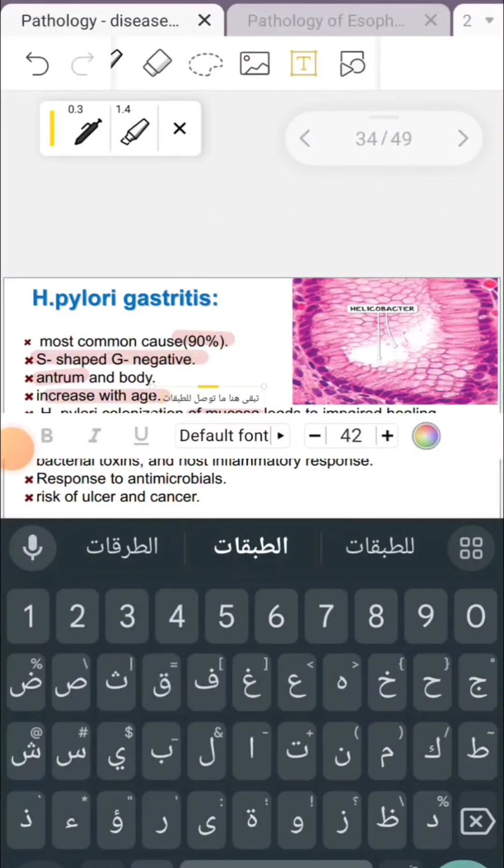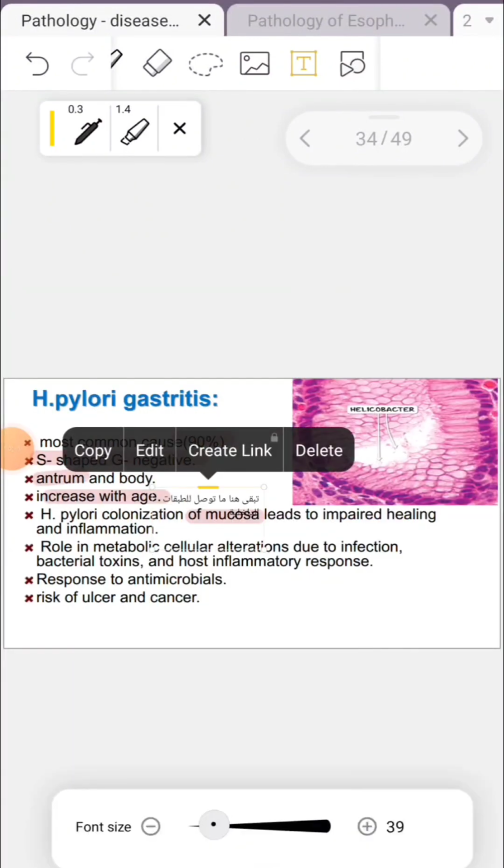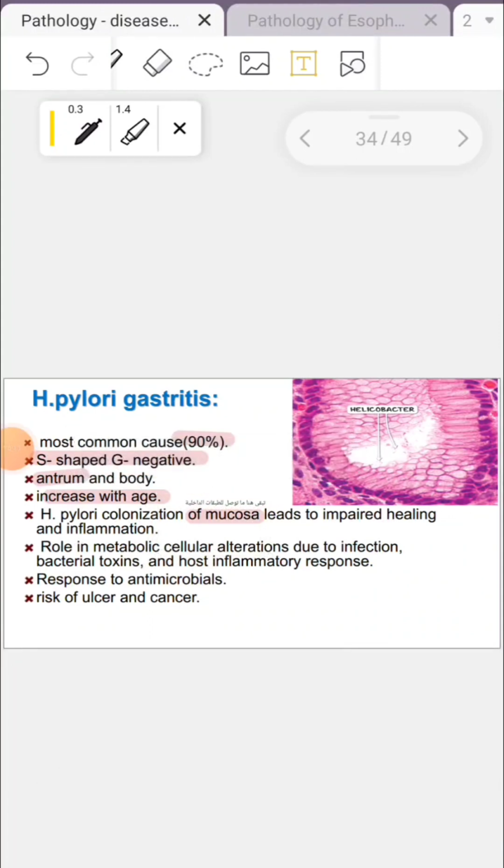Urease, protease, lipase, and so on. Colonization: note that H. pylori is an extracellular bacteria, not intracellular; it doesn't enter the cell. They are extracellular, and they respond to antibacterial or antimicrobial treatment, and these bacteria are responsible for most of the gastric pathology. All or most of the gastric pathology is related to H. pylori.